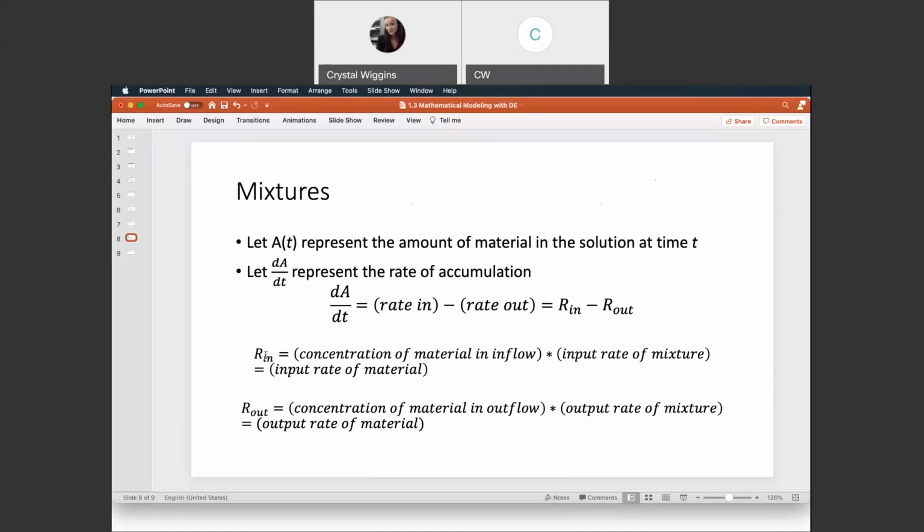And the rate in is going to be found by taking the concentration of the material that is being flowed into the basin, or whatever we are using to hold the material in general, times the rate at which it's flowing in. And similarly, rate out would be the concentration of the material that's in the basin that's holding all of the solution and the rate that it's coming out of that particular holder.